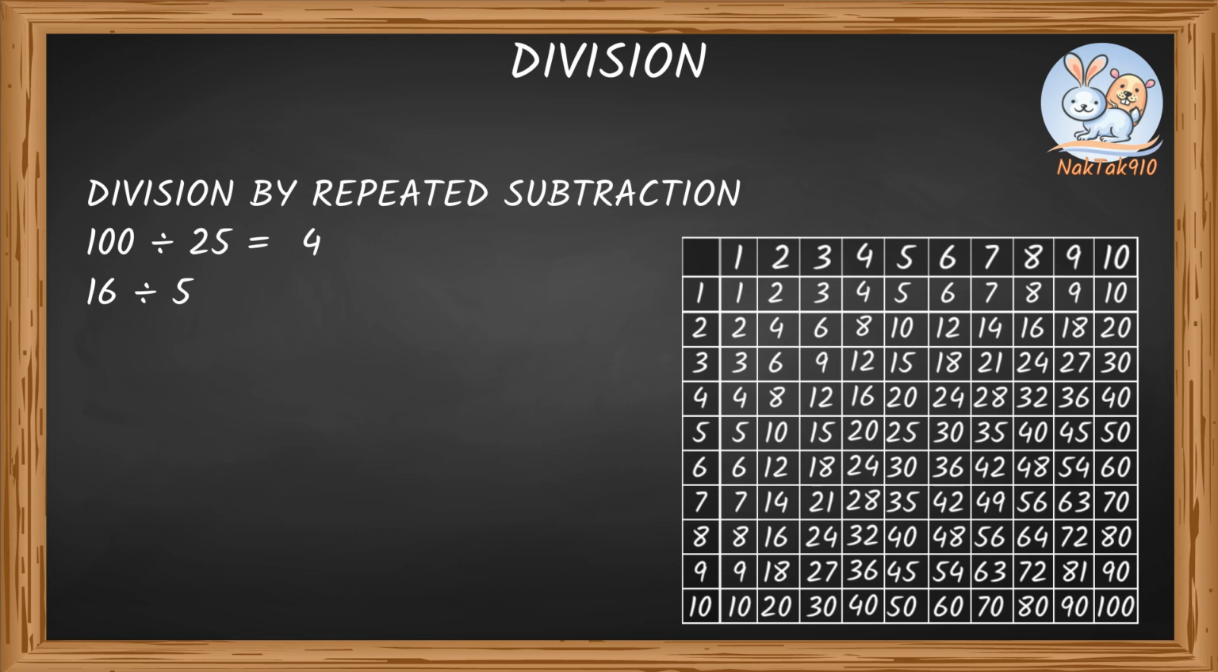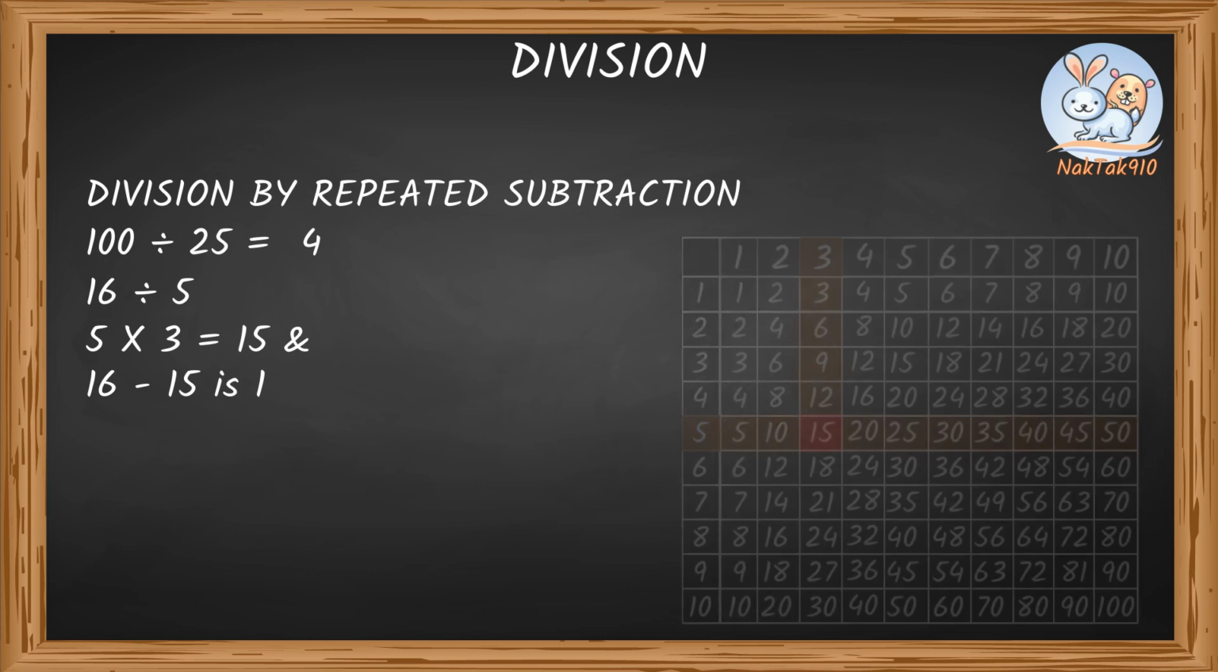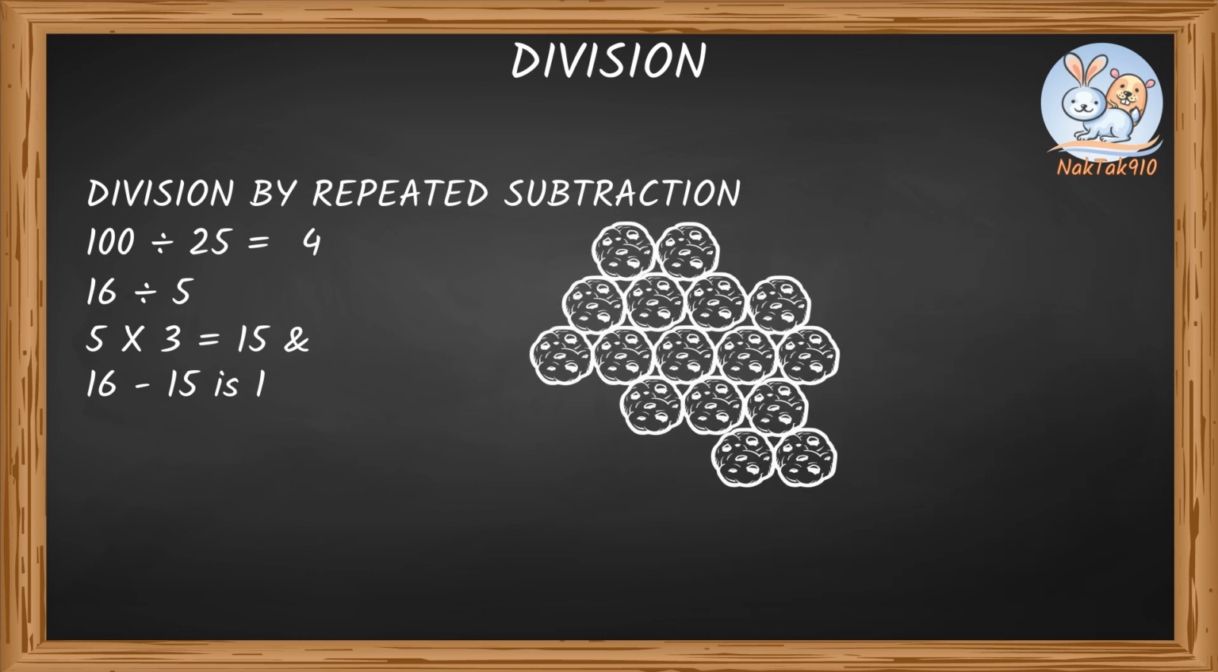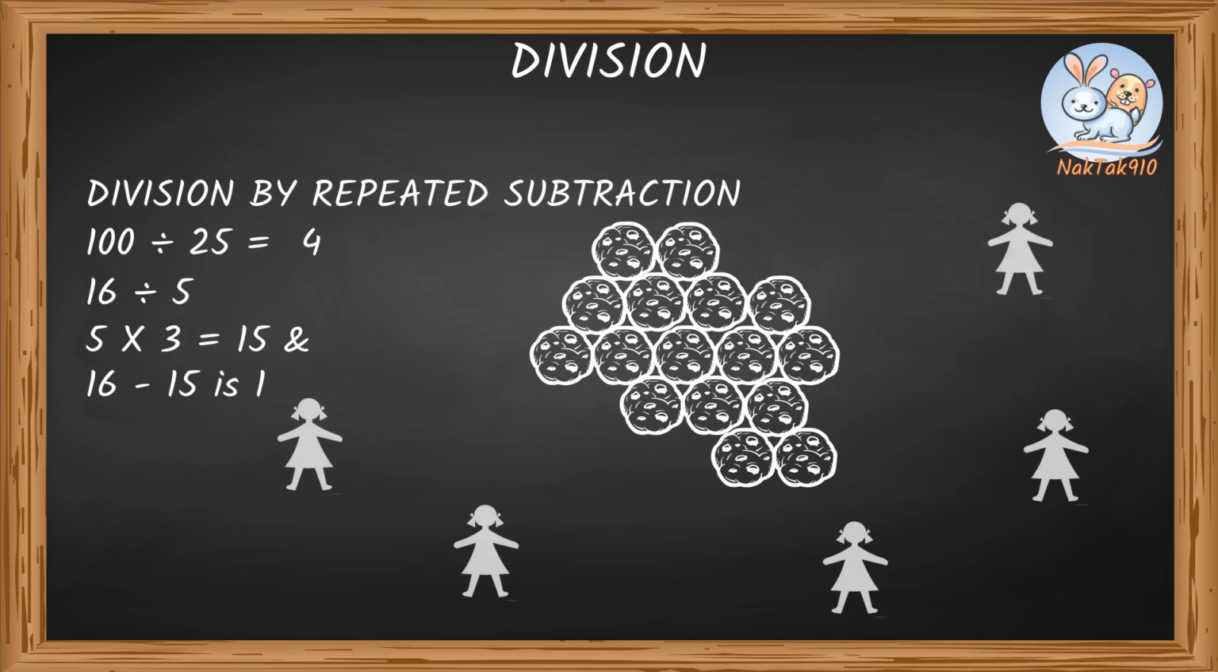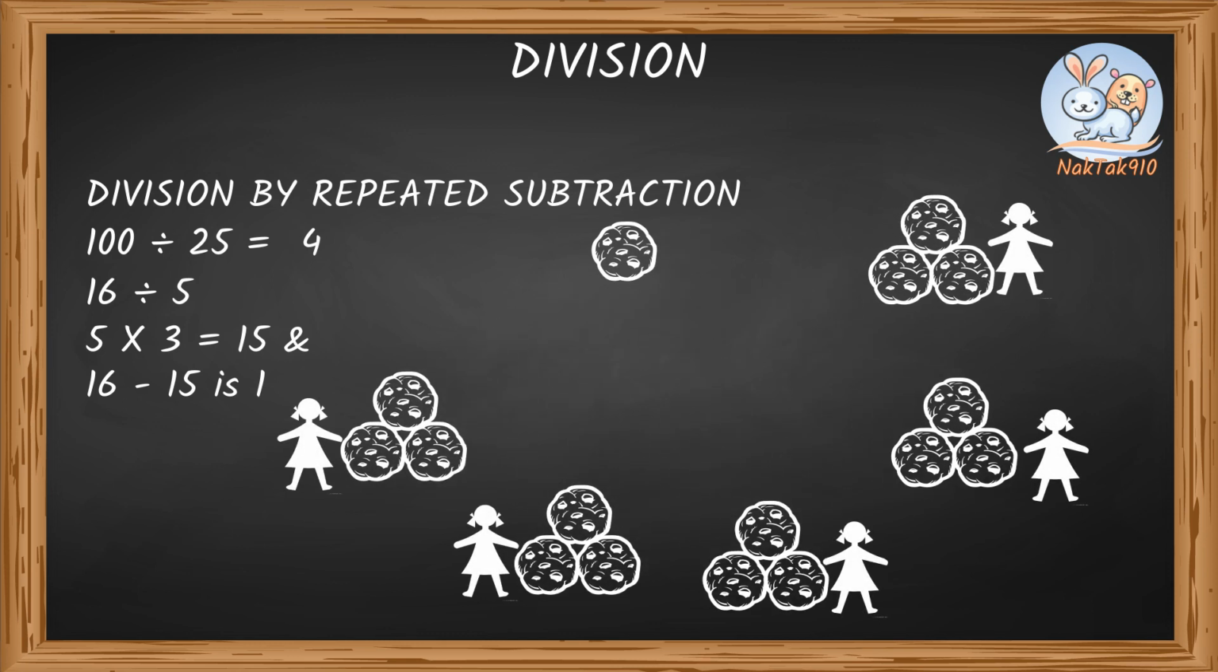If you notice carefully, here 16 is not a multiple of 5, which means following along the multiples of 5, there's no 16, but the closest number is 15. That means 5 times 3 equals 15, and 16 minus 15 is 1. This basically means I have 16 cookies, and I'm trying to share them with 5 kids equally. I give 3 cookies each, and I keep the remaining.